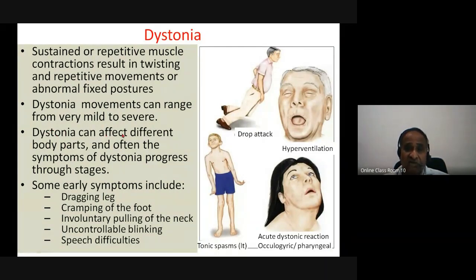Dystonia can affect different parts of the body, and often the symptoms of dystonia progress through stages. I have already mentioned that the final stage will be limiting for the individual's performance. Some early symptoms include dragging of the legs or cramping of the foot and involuntary pulling of the neck, so we will sometimes have a wry neck, and uncontrollable blinking. Some persons have that habit and associated speech difficulty. That is about dystonia.